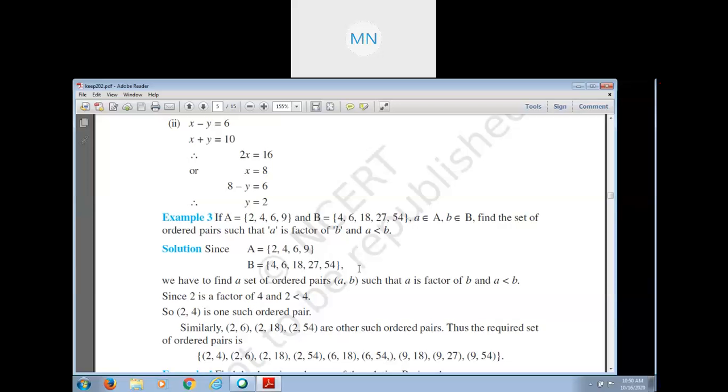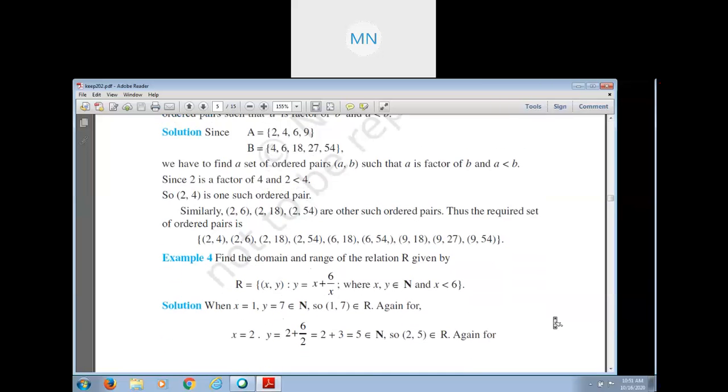Again for 9, what ordered pairs will come? (9, 18), again (9, 27), after that (9, 54). (9, 54) also comes. But does (9, 6) come? No, ma'am, because A is greater than B, so it does not satisfy these two conditions. Okay?